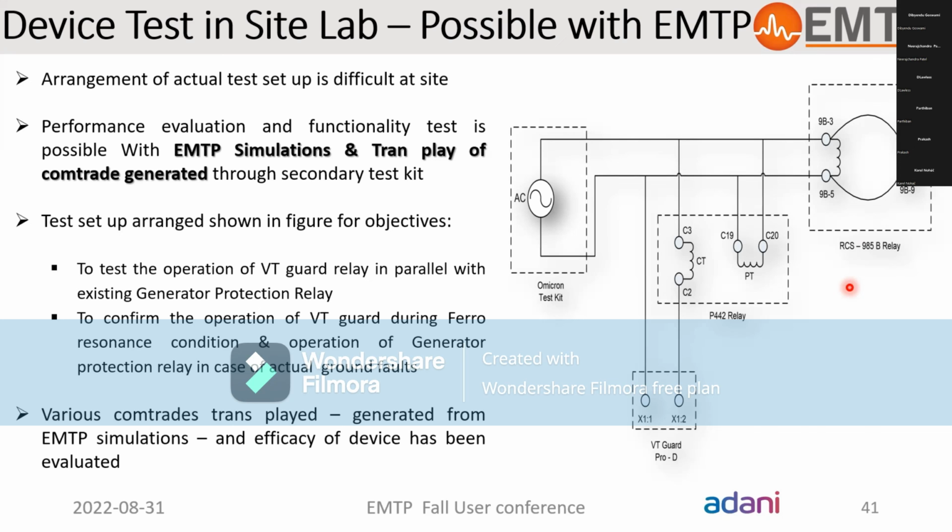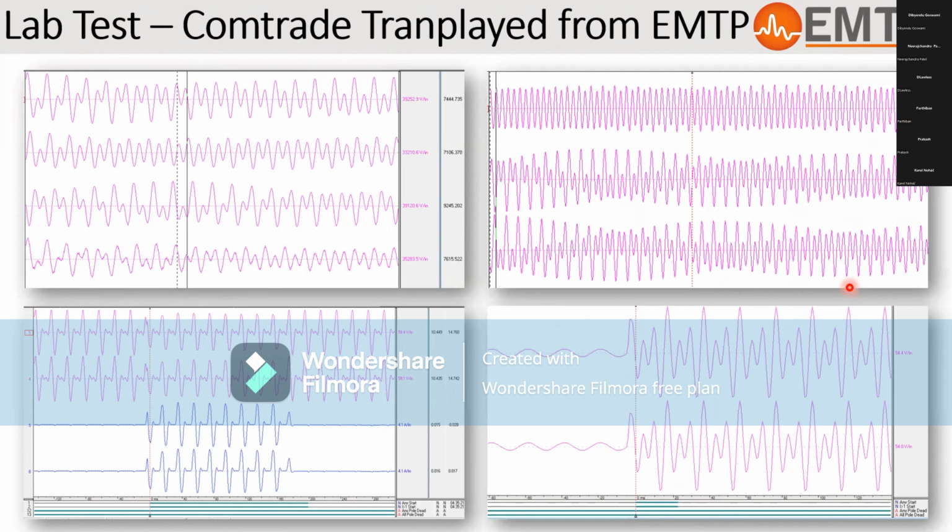So this is the snapshot of the various component waveforms transplayed through the test kit, which are actually generated from the EMTP simulations, mainly to test the VT guard functionalities.